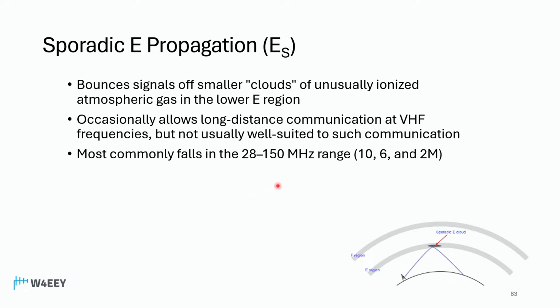It normally happens in the 10 meter and up range: 10, 6, and 2. But amazingly, going up to the E layer and back down via sporadic skip, you can get 300 to 1,400 miles in a situation where you shouldn't be able to normally communicate at all.